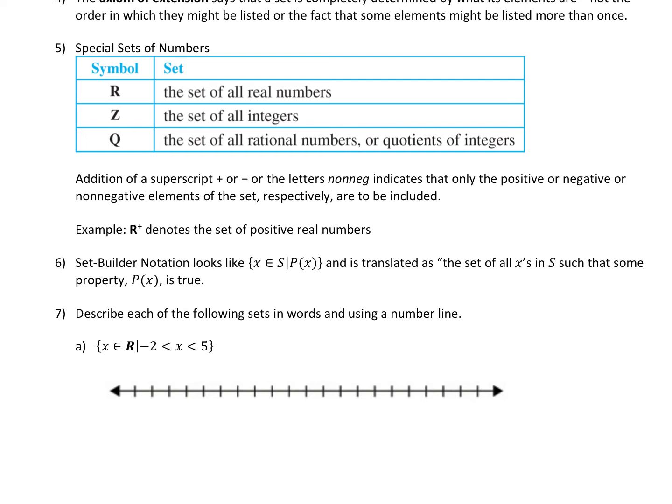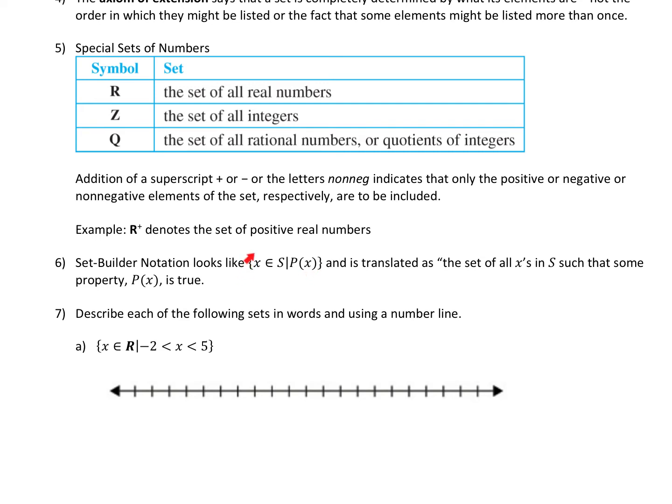Now, we have another way of writing down what elements live in a set instead of just listing them all in the roster notation. It's called set builder notation. And it looks like this, right? And you would translate this to words as the set.